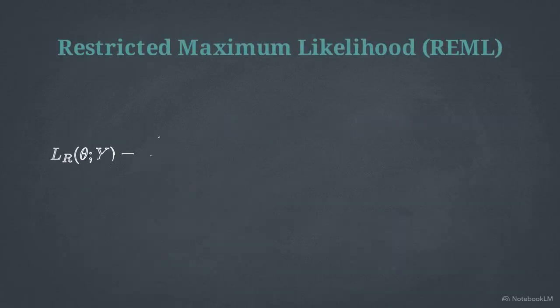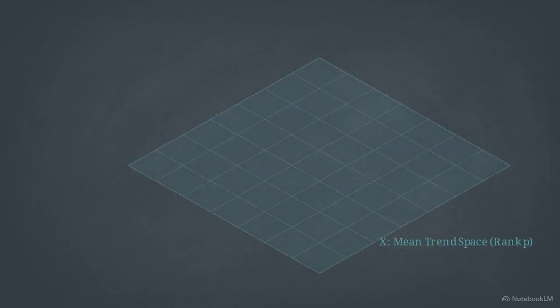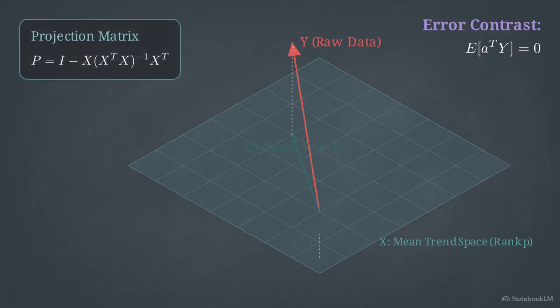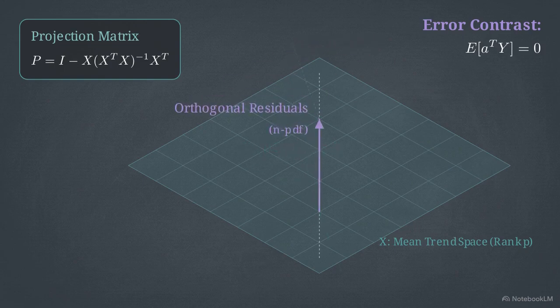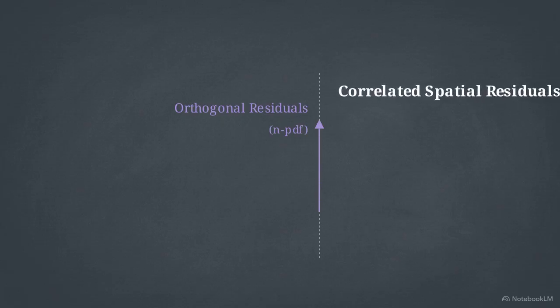The solution to this bias is restricted maximum likelihood, or REML. REML avoids bias by maximizing the likelihood of n minus p linearly independent error contrasts, rather than the raw observations. An error contrast is a linear combination of the data, designed to have an expectation of 0 regardless of the values of the mean parameters. Using this projection matrix, we collapse the data vector orthogonally into a space that consists only of these error contrasts. This projection filters out the mean trend entirely, leaving behind only the correlated spatial residuals.